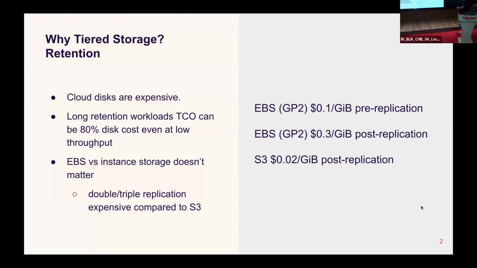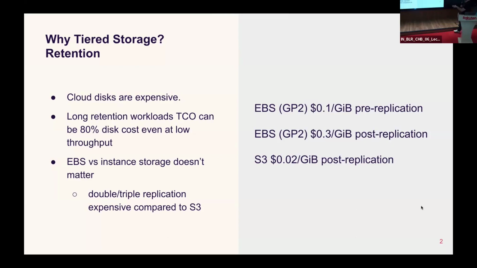80% of your total cost for a cluster can just be paying for EBS volumes or SSDs. If you do the math for software running in the cloud, an EBS volume, GP2, is about 10 cents per gigabyte pre-replication. Once you replicate it 3 times, it's about 30 cents per gigabyte. You probably don't run your Kafka cluster at 100% disk utilization, so once you leave some headroom, you're probably at 50 to 60 cents per gigabyte. Whereas with S3, you can store that data for 2 cents per gigabyte per month.